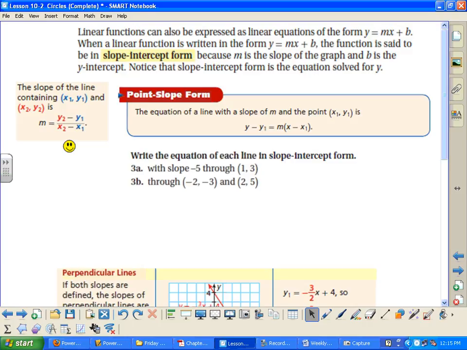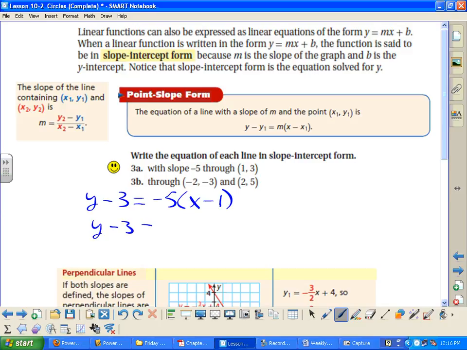So I'm going to do letter A here, just one of the easier ones. They give us a slope of -5, and they want us to find the equation of a line that goes through the point 1, 3. I'm just going to review point-slope form with you. I'm going to replace y sub 1 and x sub 1 with the 1 and the 3. So we'll have y minus 3 equals the slope, which is -5 times x minus 1. That's point-slope form. We use the point that we know, 1, 3, and the slope to find the equation of the line.